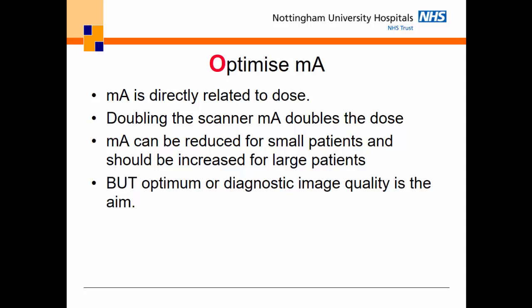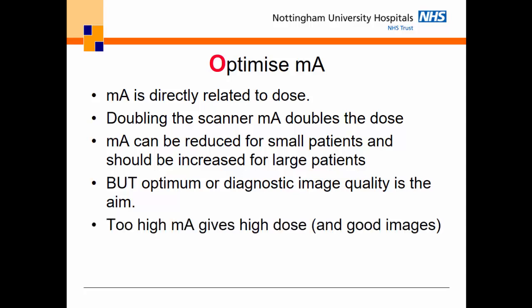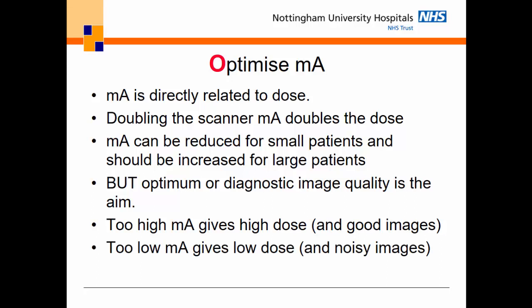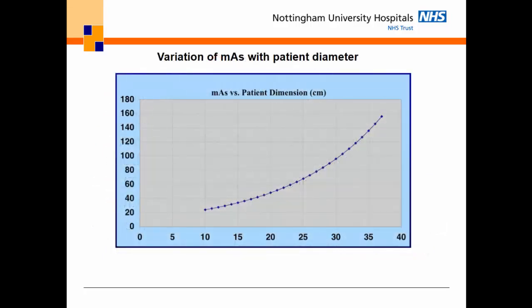The aim is to get optimum image quality, not just as low dose as the scanner will deliver. Okay, so you've got to feed back what is the image quality that you need. So too high an mA gives you very good image quality and very good images, but obviously there's a risk to the patient. If you give too low an mA, you get noisy images and they might not be diagnostic.